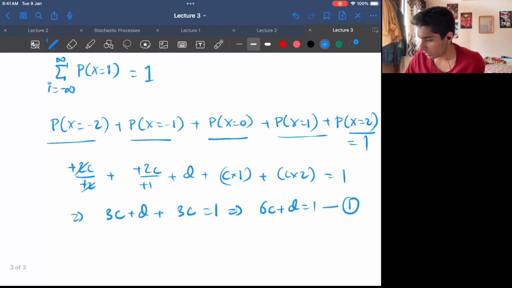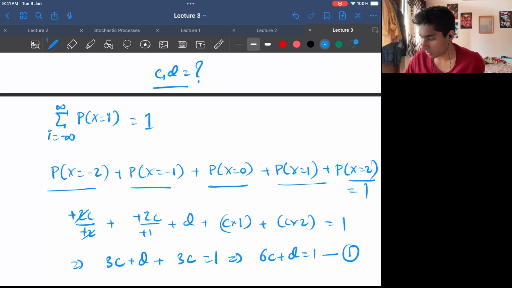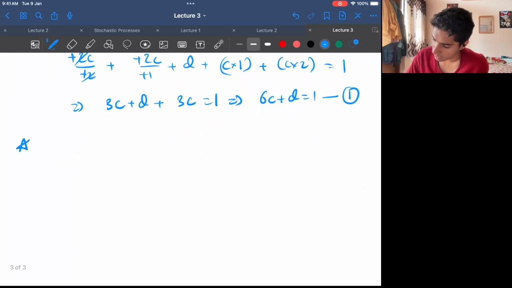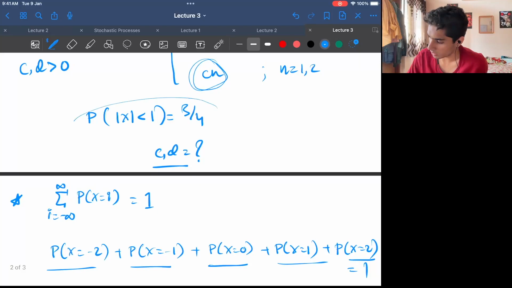So we got this from your basic properties of your probability mass function. The second thing that you are going to use is this information.